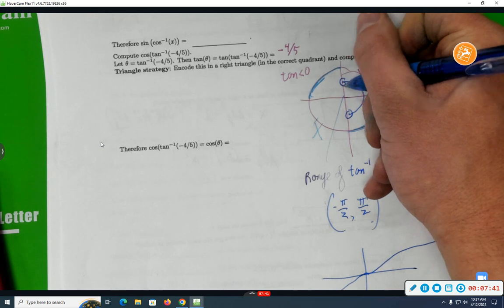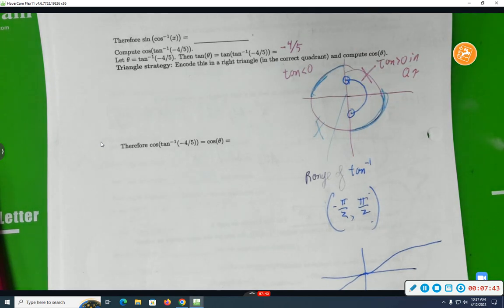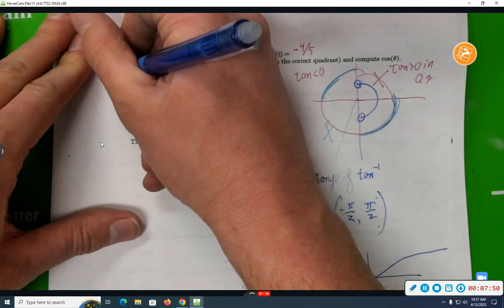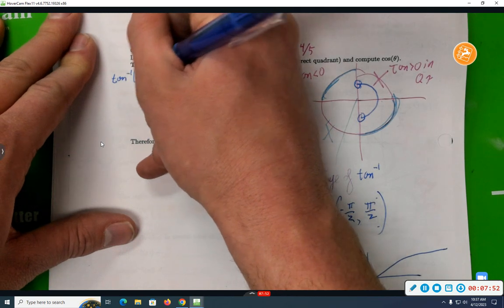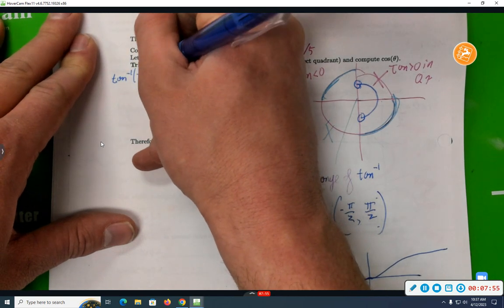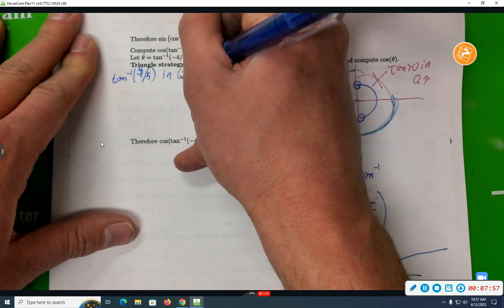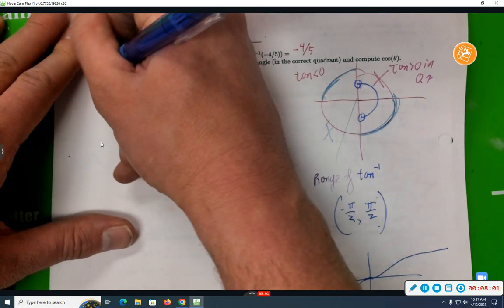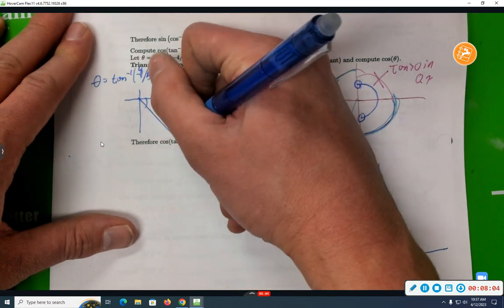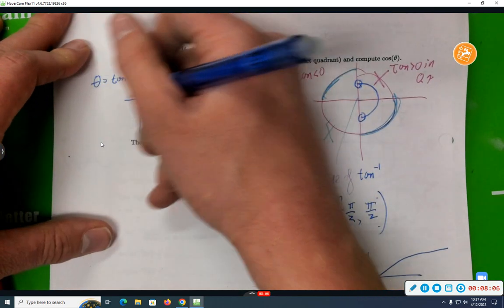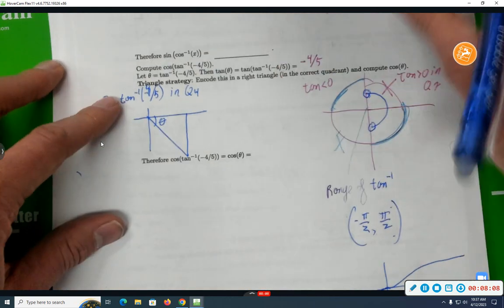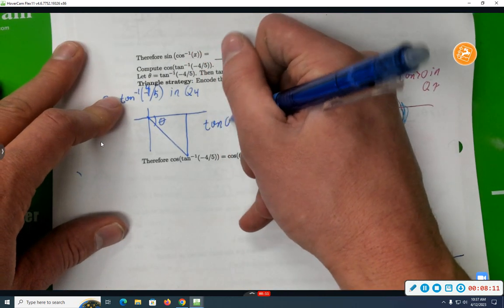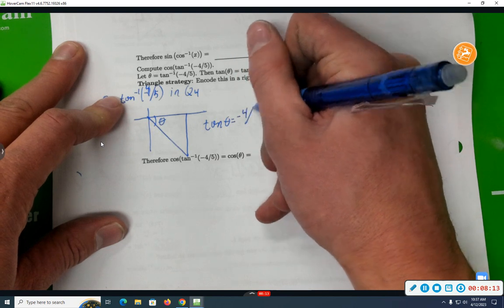And it excludes the axis, so I'll indicate that with open circles. So what quadrant is this angle actually in? Quadrant 4. So all that work that we just did tells me that the inverse tangent of negative 4 over 5 is in quadrant 4. Let's draw a picture of this angle then. It's in quadrant 4. And I know for a fact that the tangent of this angle is negative 4 over 5.